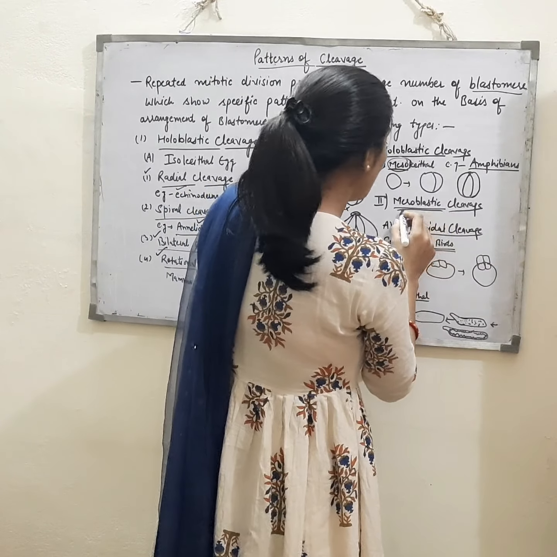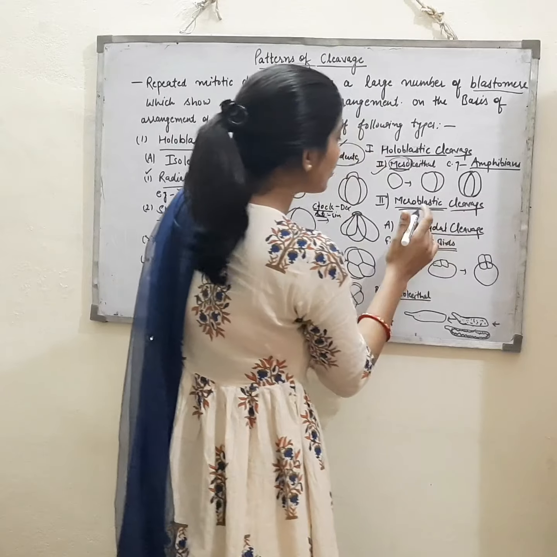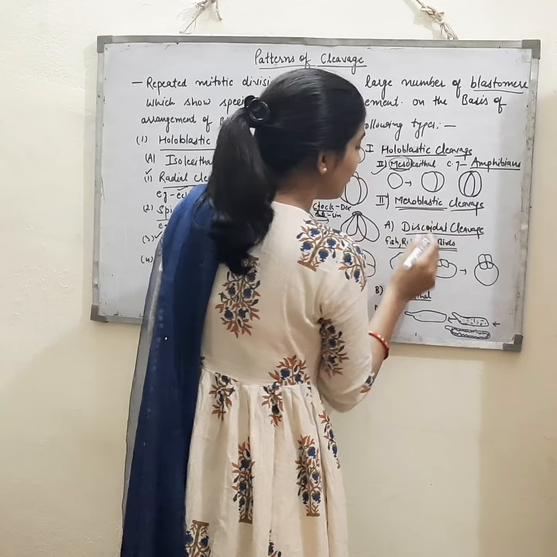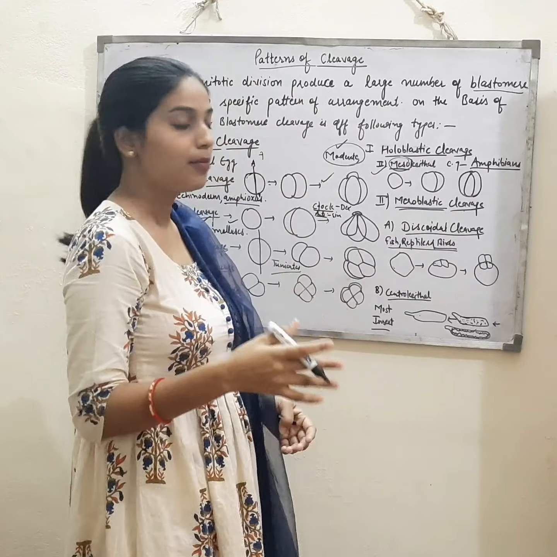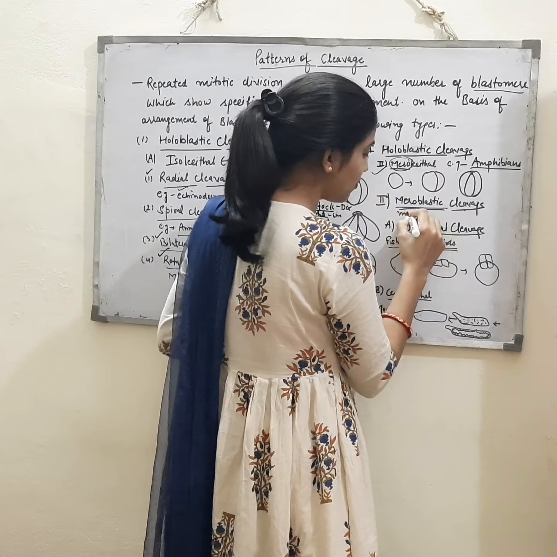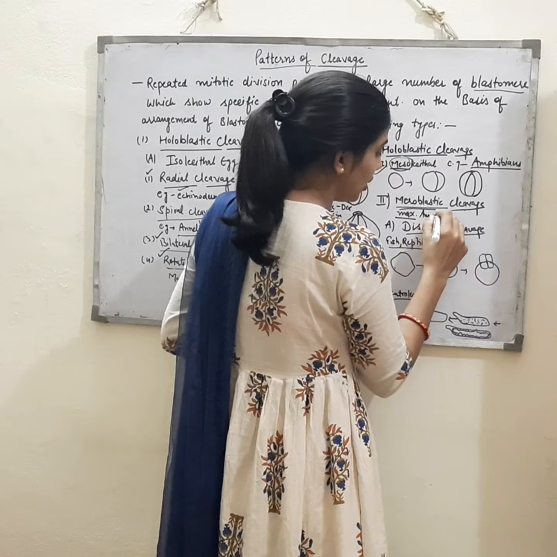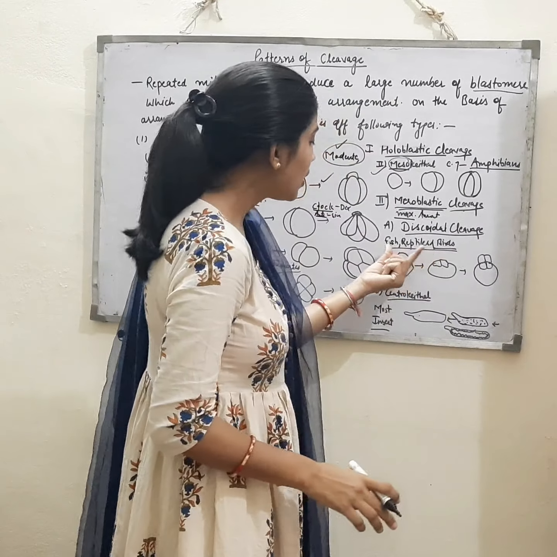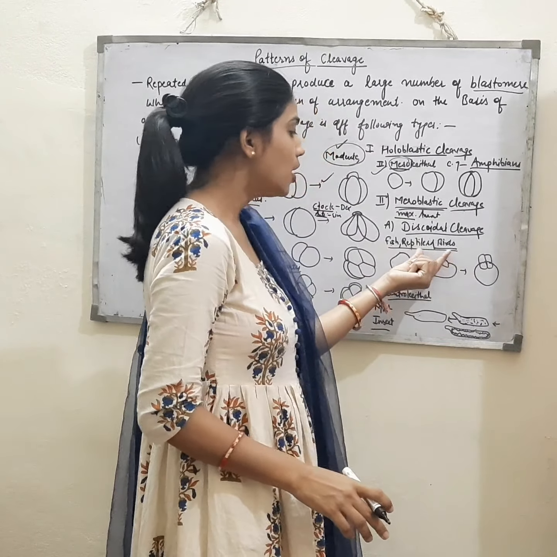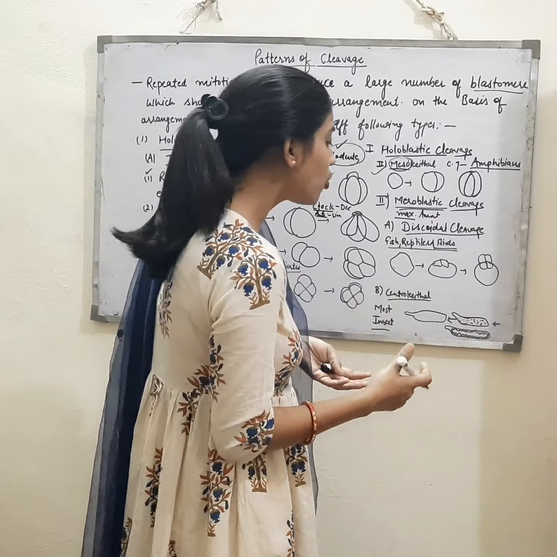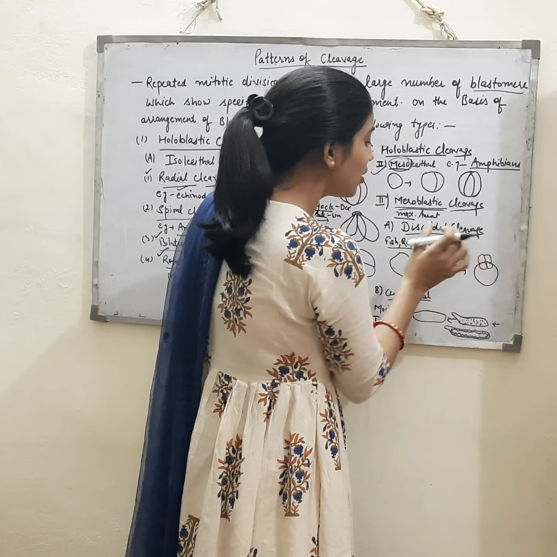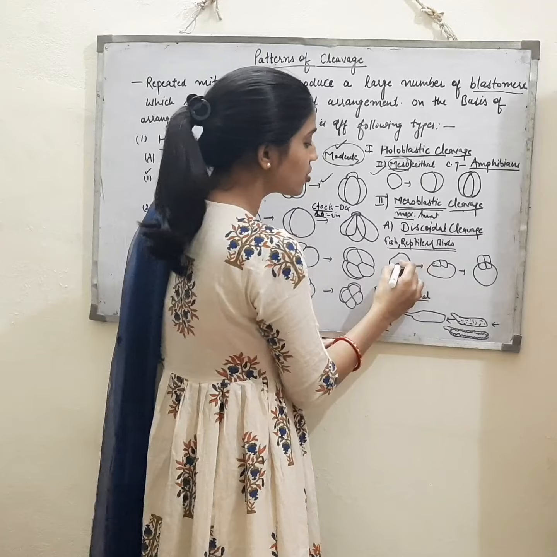Next one is meroblastic cleavage, which is of the macrolecithal type. Here the maximum amount of yolk is present. This one is mainly found in fishes, reptiles and birds. Here lots of yolk is present. Discoidal cleavage: here the cleavage pattern is just like a disc form.